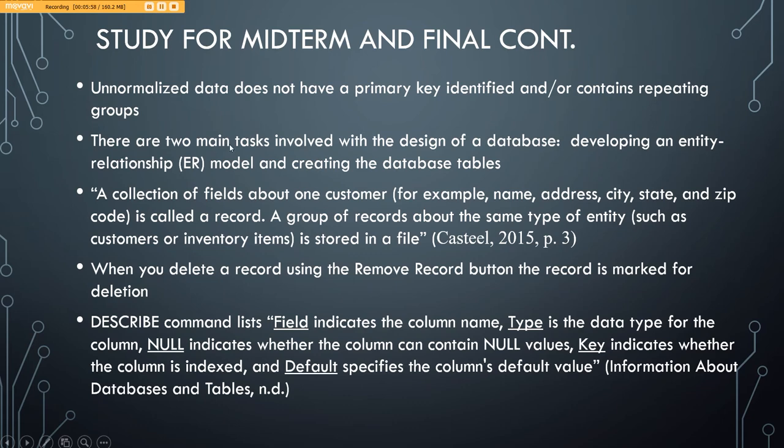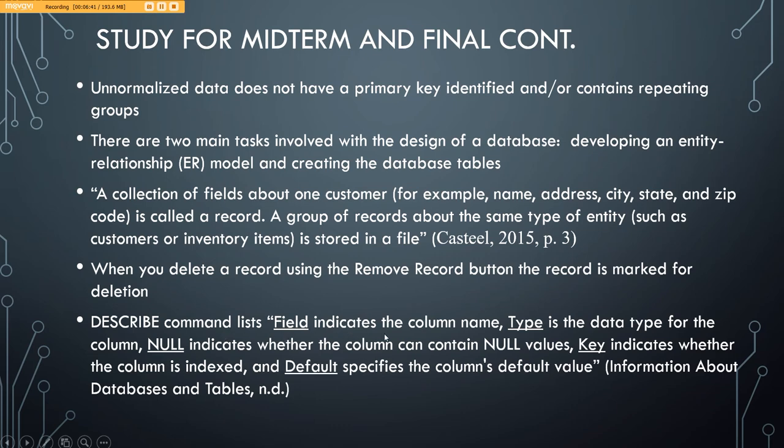Unnormalized data does not have a primary key identified and/or contains repeating groups. There are two main tasks involved with designing a database: developing an ER model and creating the database tables. A collection of fields about one customer, for example, name, address, city, and so on, is called a record. A group of records about the same type of entity, such as customer or inventory, is stored in a file. When you delete a record using the Remove Record button, the record is marked for deletion. It's not actually deleted, it's marked for deletion.